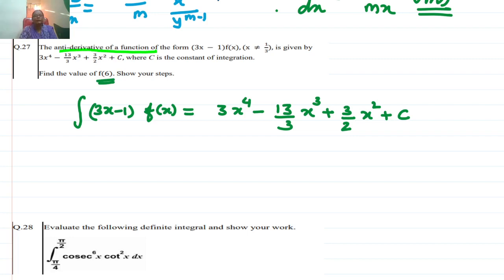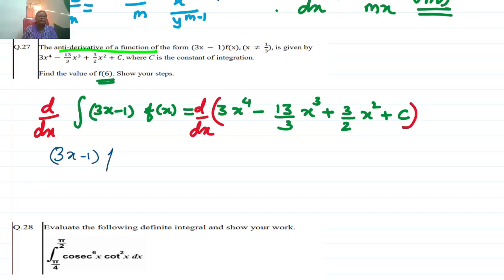Integration of this is given. Okay, then how do we get this f(x)? What should we do? What are we aware of? We are aware of integration and derivative. They are opposite of each other. So what do we get from here? It is (3x minus 1) multiplied by, and here we'll get the derivative of this expression, which will be 12x cube minus 3 times, that cancels with the denominator 3, x square, plus 2 times x, that cancels with the denominator 2, you get 3x. The constant gets cancelled. So this is what you have.